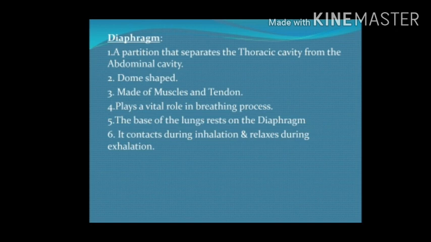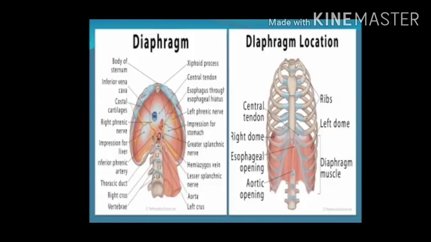The diaphragm is a partition that separates the thoracic cavity from the abdominal cavity. It is a dome-shaped structure made of muscles and tendons. It plays a vital role in the breathing process. The base of the lungs rests on the diaphragm. The diaphragm contracts during inhalation and relaxes during exhalation.